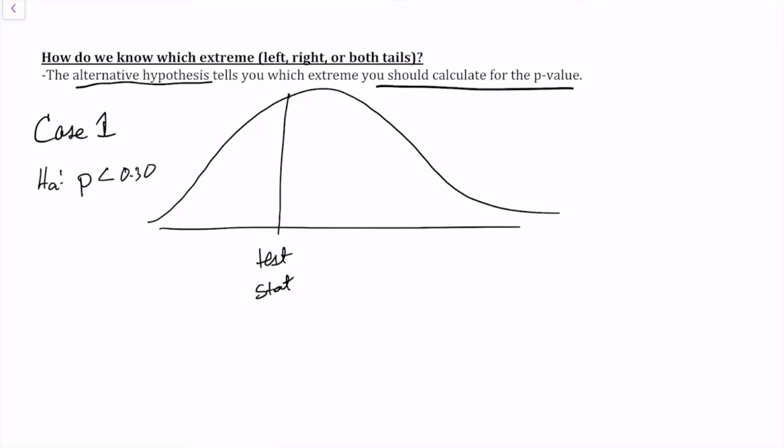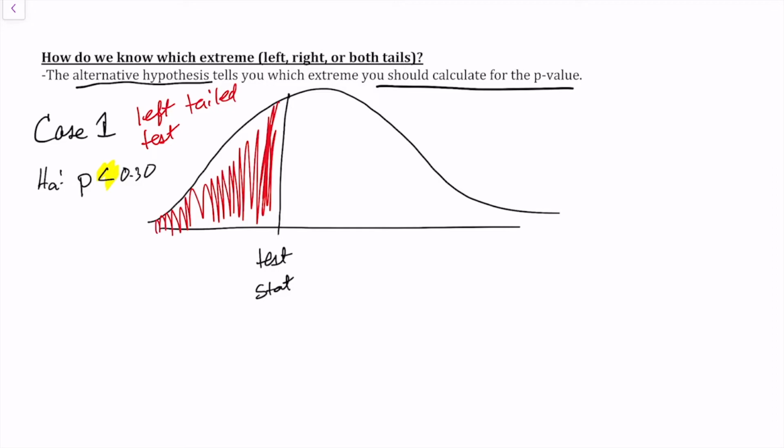Anytime we have a less than, this indicates that we are calculating what's called a left-tailed test. So this is a left-tailed test. The reason we call it a left-tailed test is that since our HA, our alternative hypothesis, is less than, it means we are shading to the left. Okay? So all of this red shaded area, that is going to be our p-value. So to know which way to shade, you look at your alternative hypothesis and you just look at the inequality. If it's pointing to the left, it's a left-tailed test.